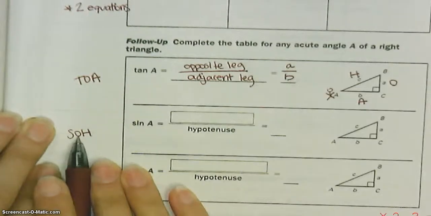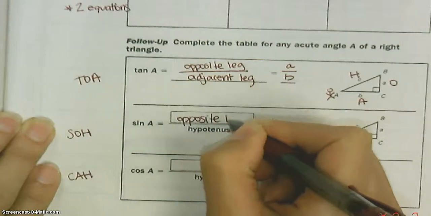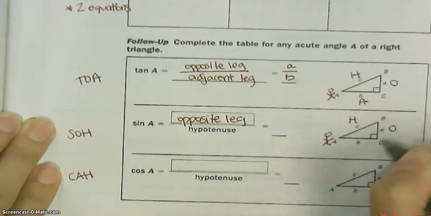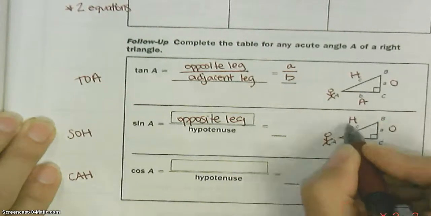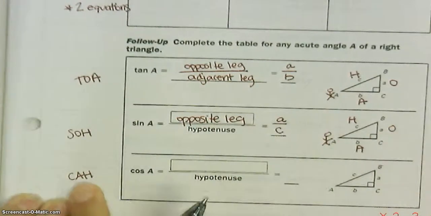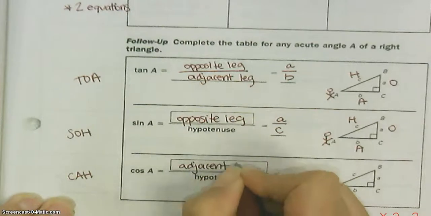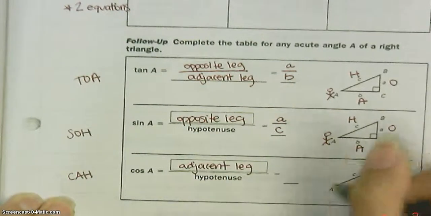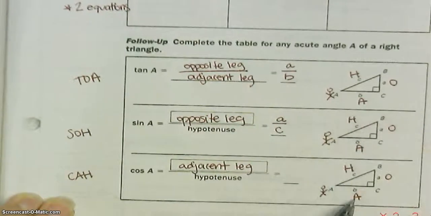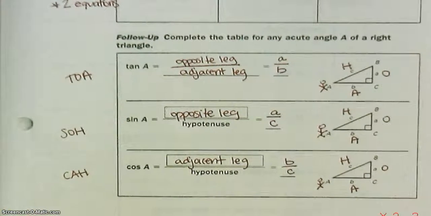Sine is opposite leg over hypotenuse. So if we're standing here at A, here's the hypotenuse, opposite, adjacent, opposite over hypotenuse, A over C. And cosine is adjacent leg over hypotenuse. So we're standing here at A, once again, hypotenuse, opposite, adjacent, adjacent over hypotenuse. Those are your 3 trig ratios.